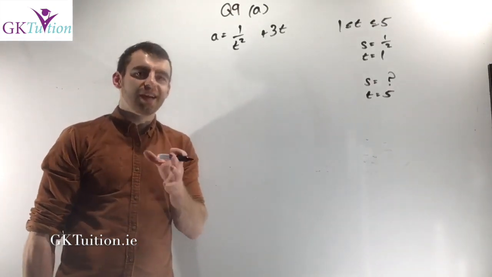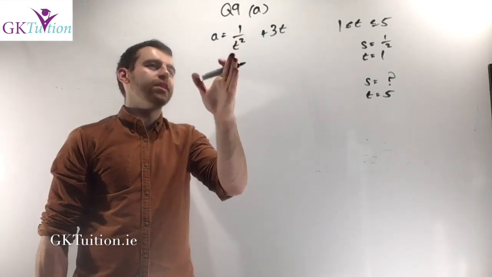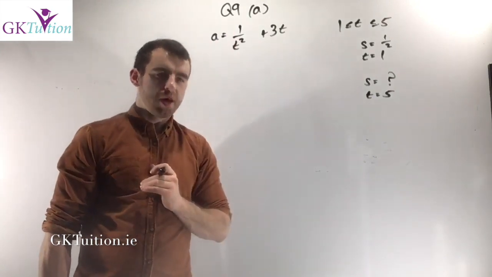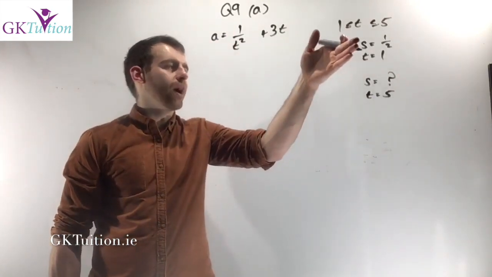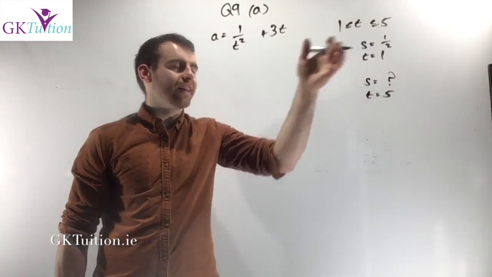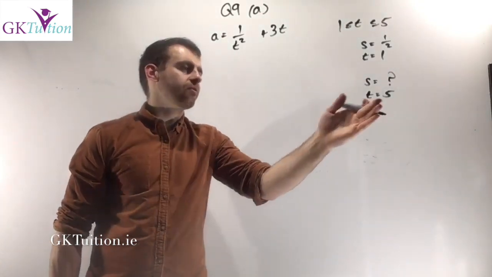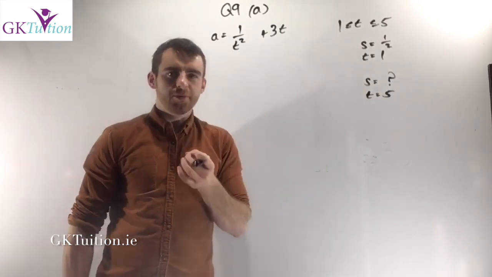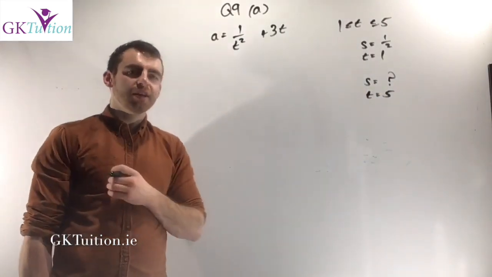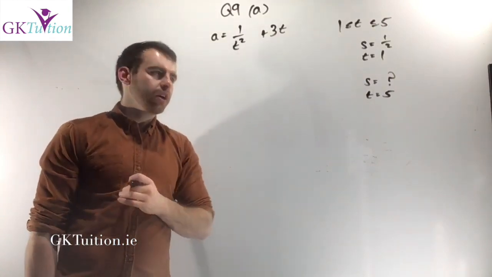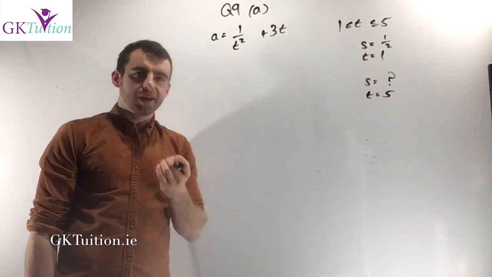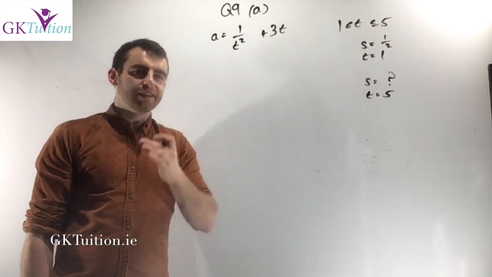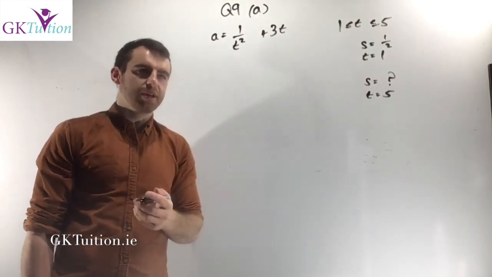We're told that the acceleration of a particle is 1 over t squared plus 3t. We're told that the speed of the particle after 1 second is a half. And after 5 seconds, we're asked to work out the speed of the particle. Remember from your applications of differentiation that if you have the acceleration, in order to find the speed, you integrate. So I need to integrate the acceleration, and that will tell me the speed.